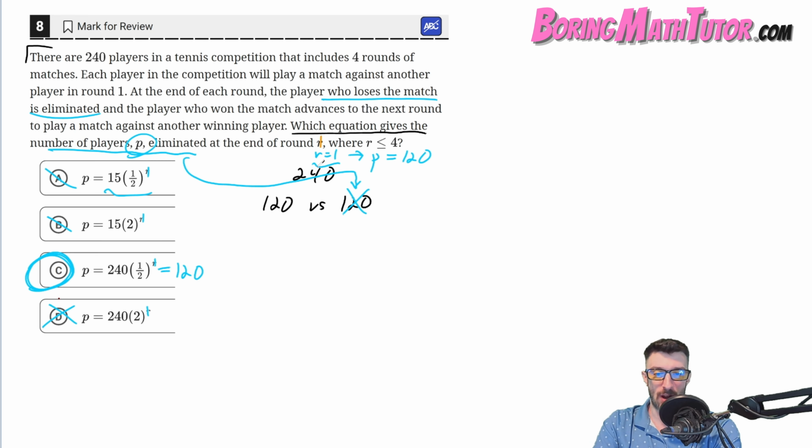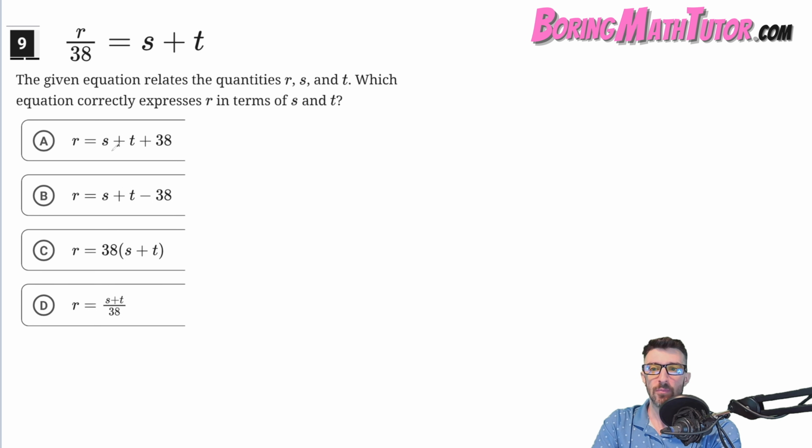Key SAT strategy, obviously. This one is not even worth reading what's going on here, because if you just read the answer choices, you can tell that they're just asking you to solve for R. Well, what does that mean? We need to get rid of the fraction bar, which means division. How do you get rid of division? You multiply. So that means we're just going to multiply by 38.